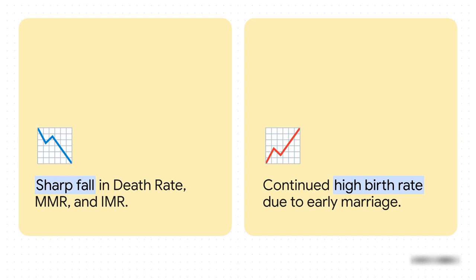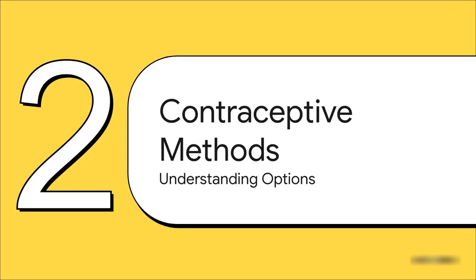And this was due to social factors, things like early marriage, low literacy, and honestly just a lack of awareness about family planning. Moving on to Section 2, Contraceptive Methods and Understanding Options.